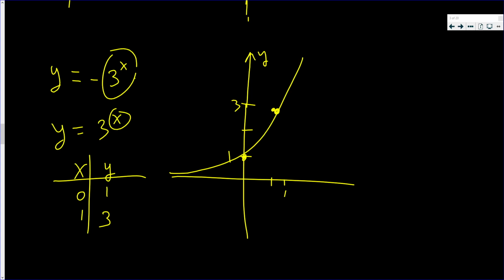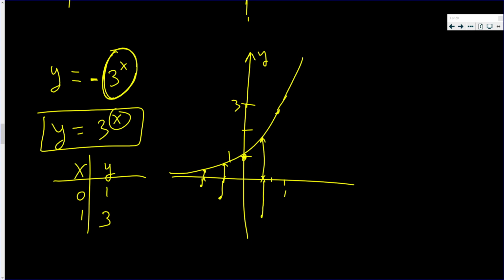Okay? But that's 3 to the x. Now, for this x value, y says to go up that amount. For this one, this piece says to go up the same amount with a minus in front of it. That means it says go down that amount. For this x value, 3 to the x says go up that amount. Negative 3 to the x says go down that amount. For this x value, 3 to the x says go up that amount. Well, we go down this amount.